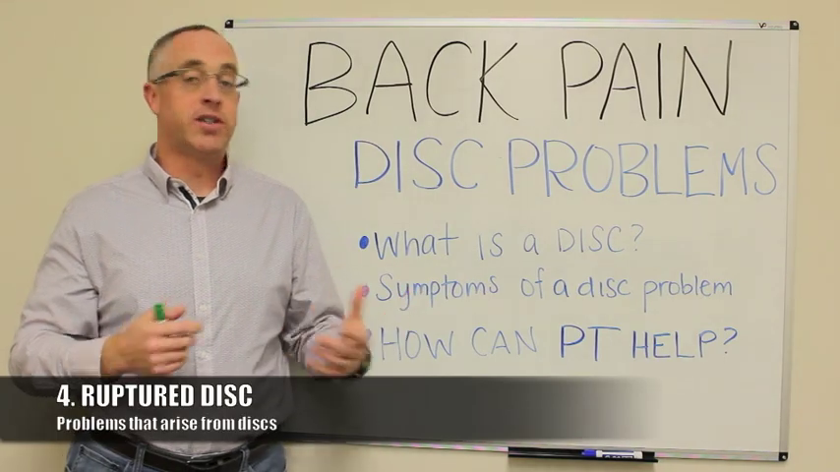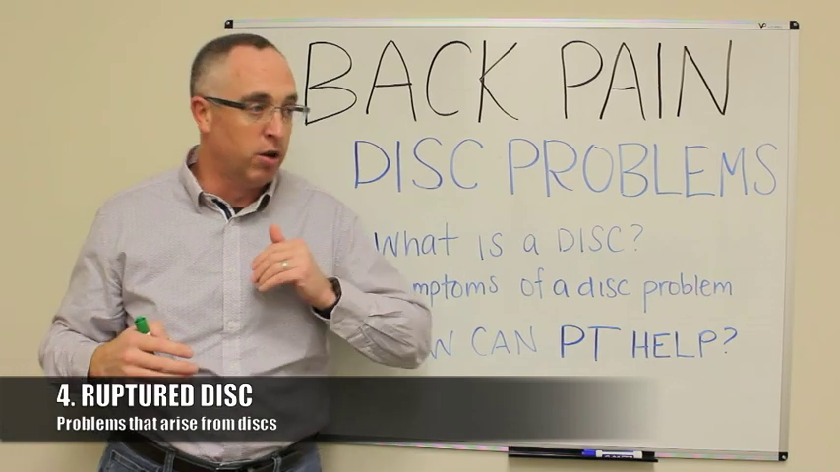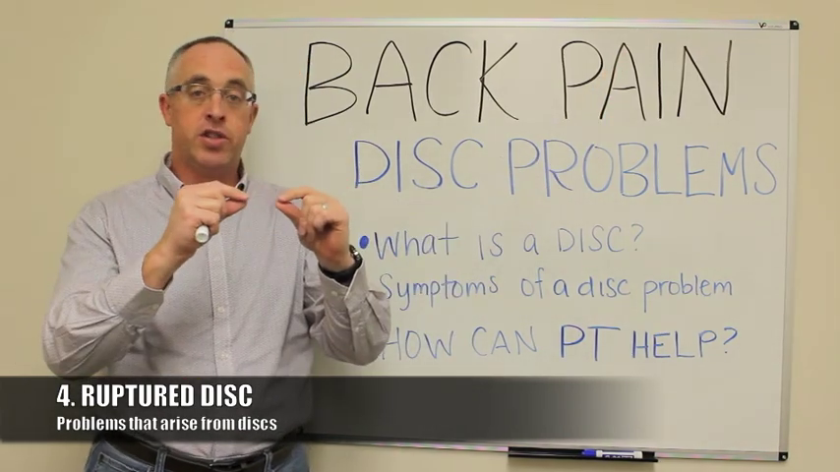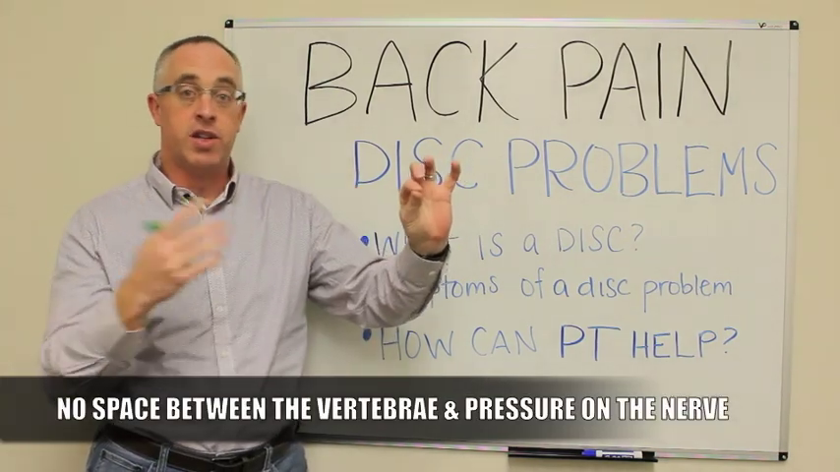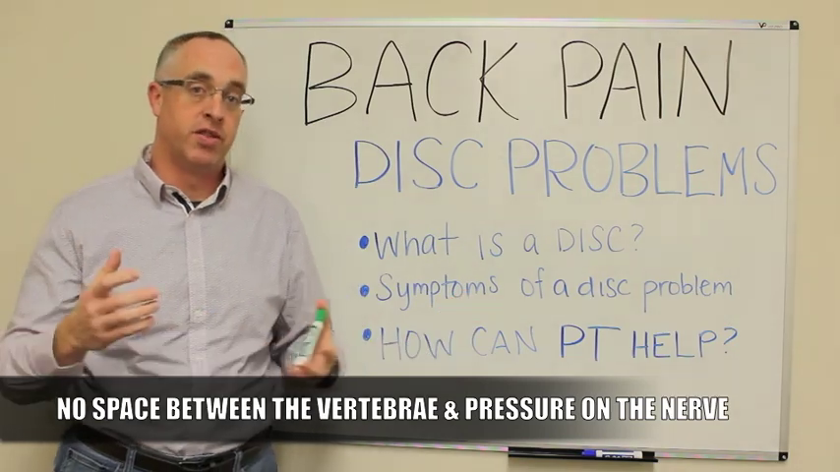A ruptured disc is all the way to the end. I just smashed down on that disc and the fluid and the jelly just came completely out. The disc completely loses its shape. There's now pressure on the nerve. The space in between the vertebrae is virtually non-existent, and I've got a much worse set of symptoms.